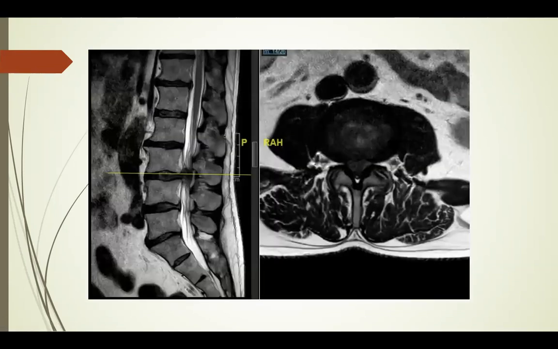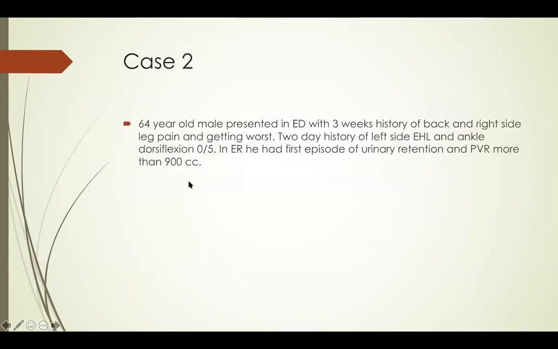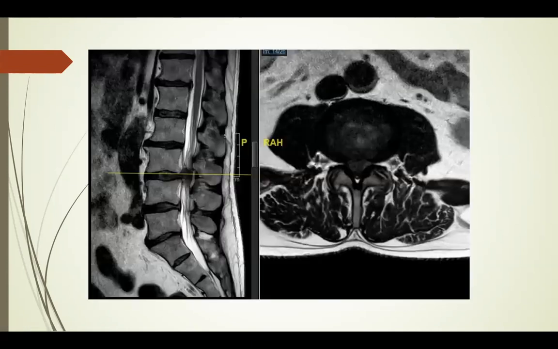Your L3 nerve root is already out at L3, just below the pedicle of L3, so L3 is not going to be affected. The nerves affected are L4, L5, and all the sacral nerve roots, which is consistent with the history. EHL weakness is L5, ankle dorsiflexion weakness is L4, and urinary retention is your sacral nerve root. That makes sense?